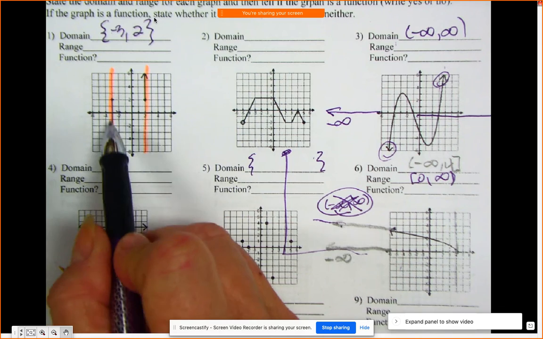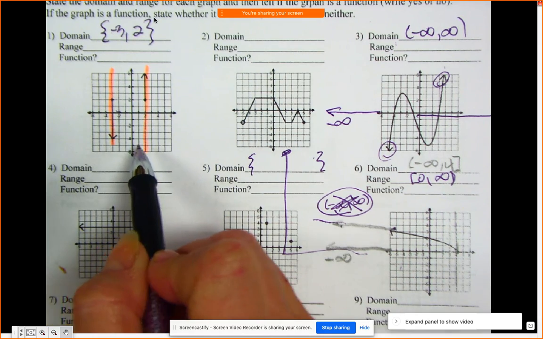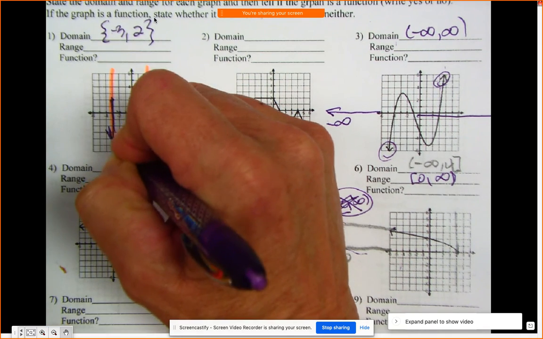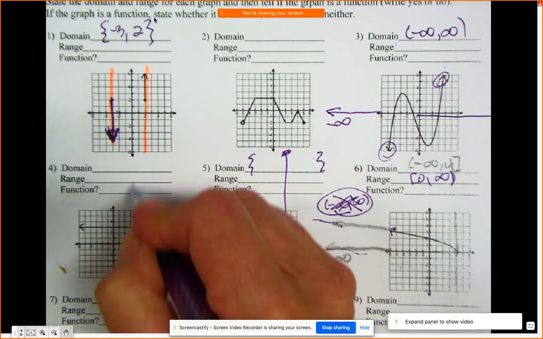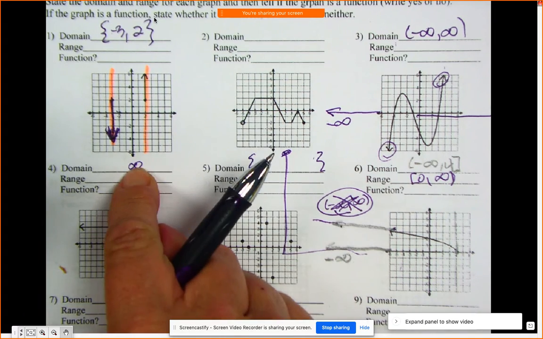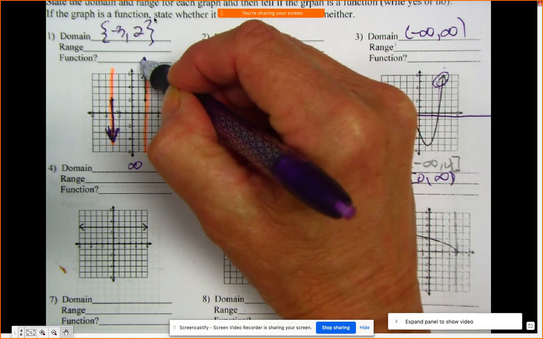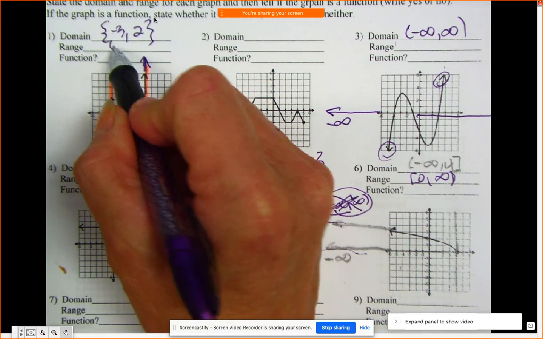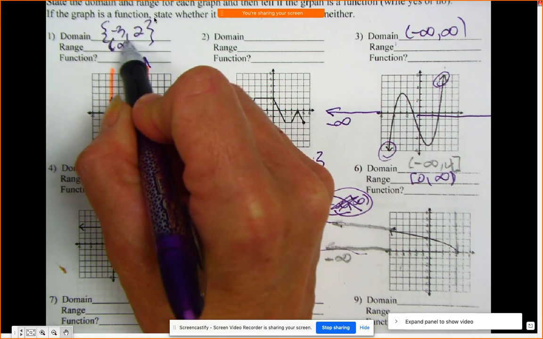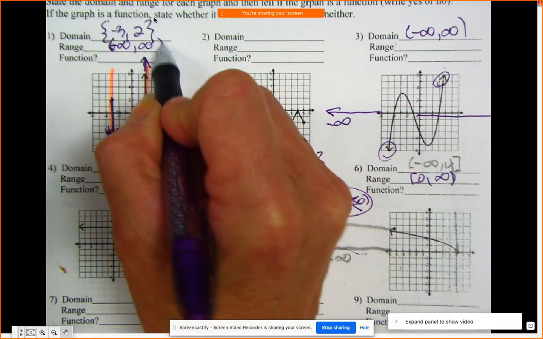Now for the range, what's the lowest point? Well, see, because this graph is going downhill, I know eventually I can go all the way down to -infinity and that graph is going to be there. I can also go up to +infinity. So for my range, it's interval notation. I can start at -infinity up to +infinity.